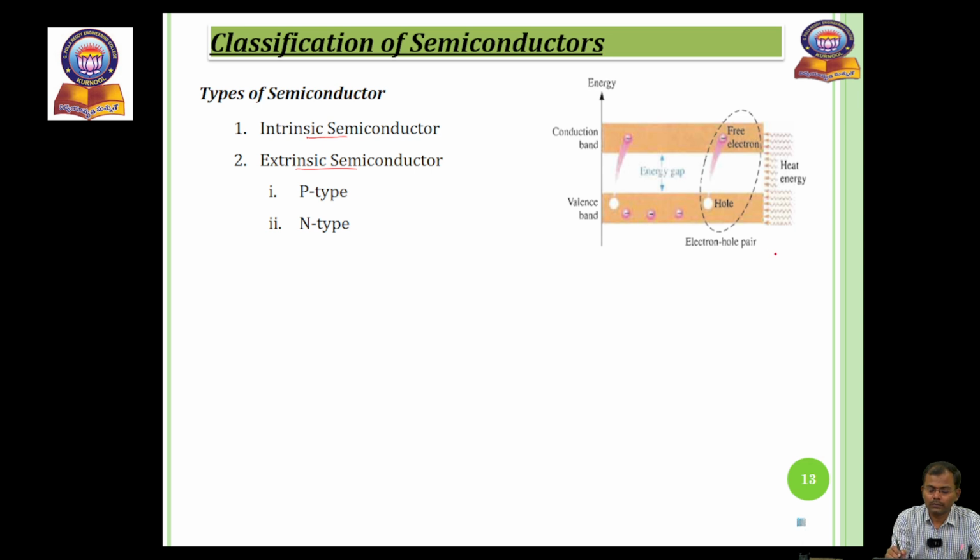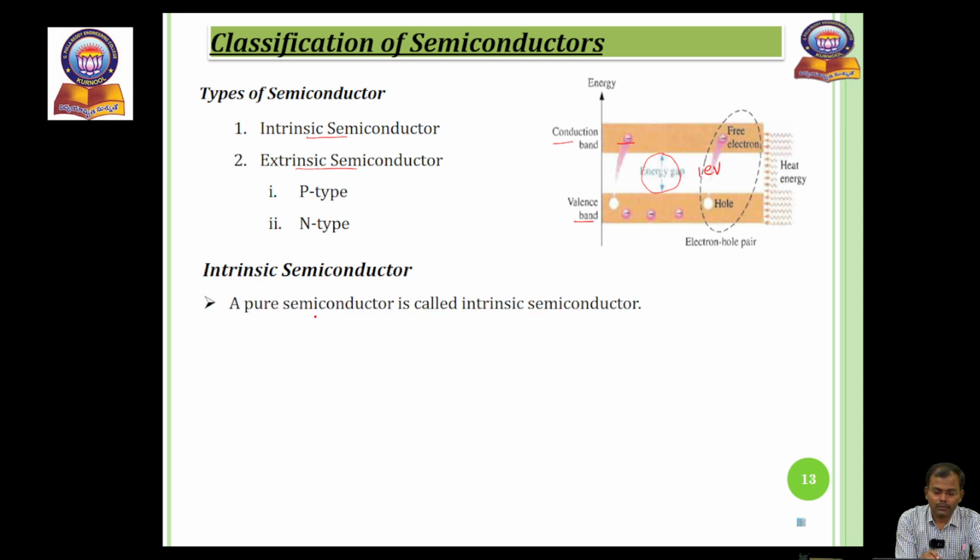So this is the energy band diagram of semiconductors. The valence electrons are available in the valence band and the free electrons are available in the conduction band, and these two bands are separated by a small gap, which is called the energy gap. This energy gap is approximately equal to 1 electron volt. A pure form of semiconductor is known as an intrinsic semiconductor.